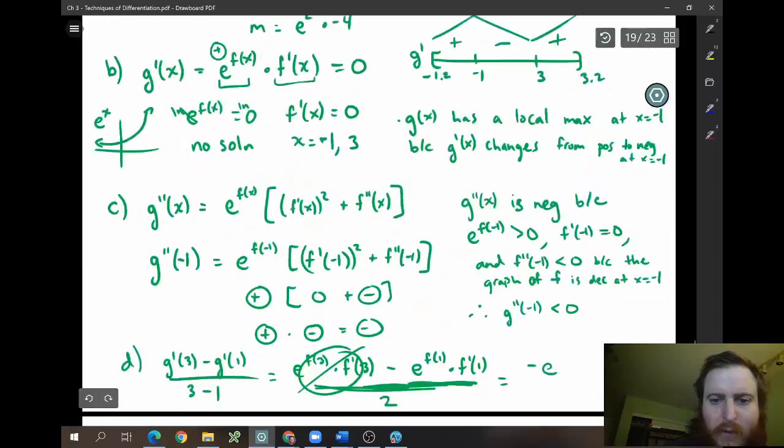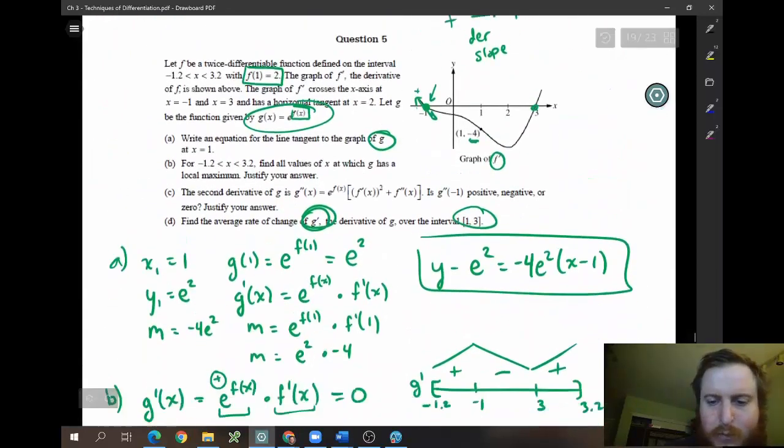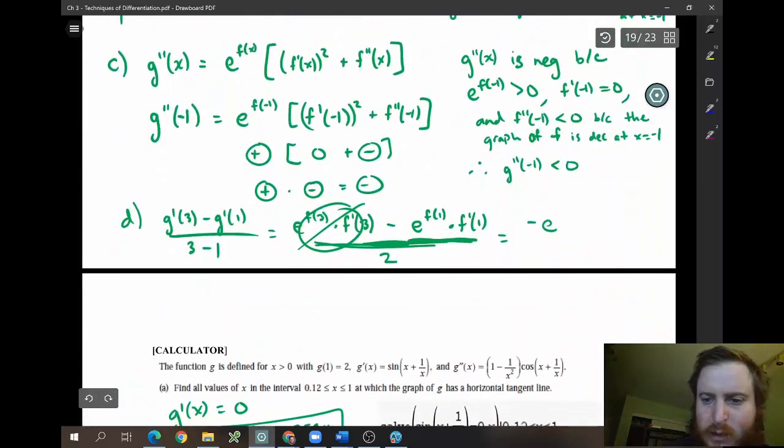E to the f of 1 we do know about. They gave us that in the stem was 2. So this is e squared times f prime of 1, which we know on the graph. If you look at the graph, they give us -4, all over 2. The negatives cancel, so that's going to give us 2e squared.